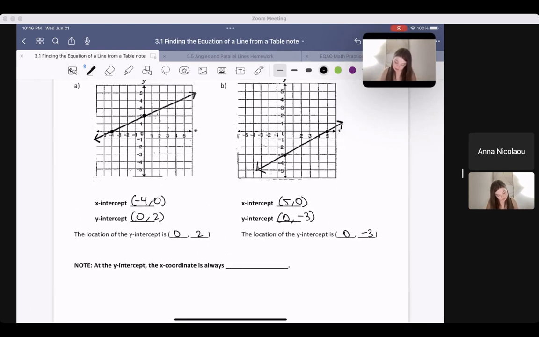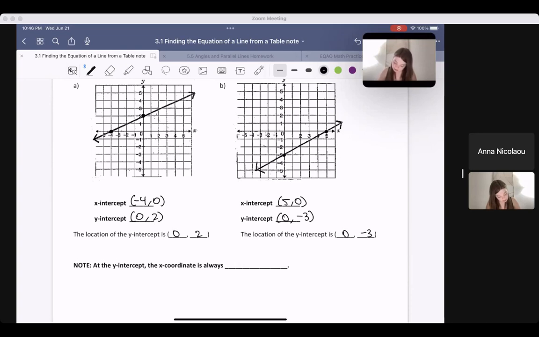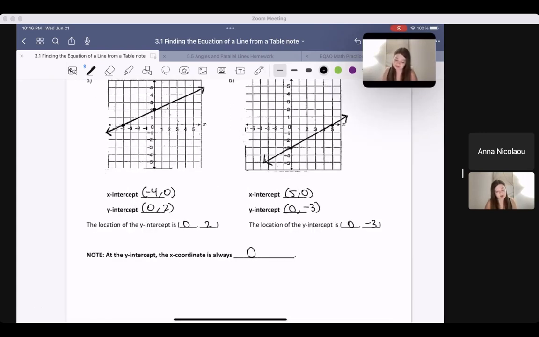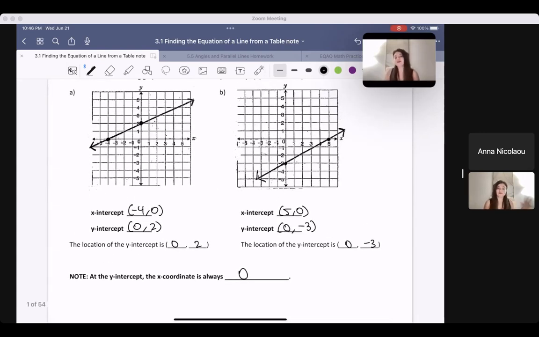Now note at the y-intercept, the x-coordinate is always 0. And same goes for the x-intercept: the y-coordinate is always 0. That kind of goes back to the definitions: for the y-intercept, if x is 0, we need to find y, and vice versa. And so that's a huge key takeaway here: at the x-intercept, the y-coordinate is always 0, and at the y-intercept, the x-coordinate is always 0, no exceptions.